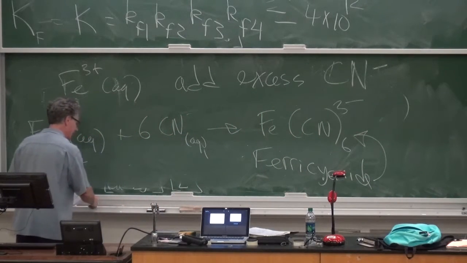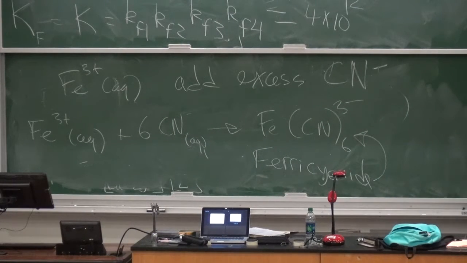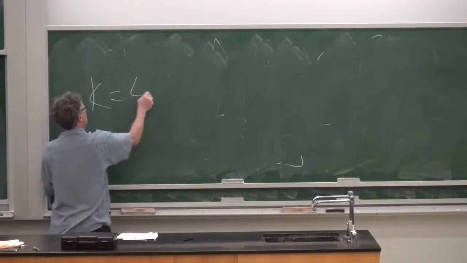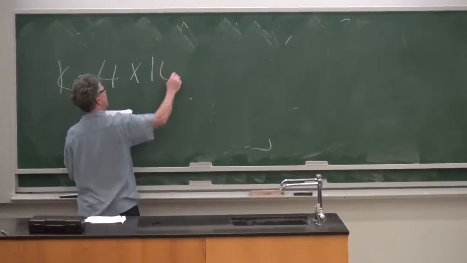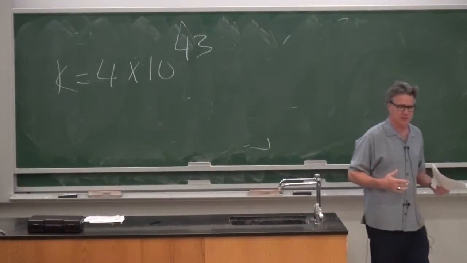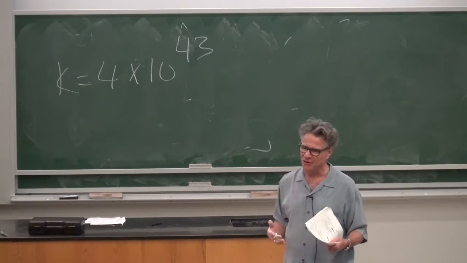And that big K, so you can again think of 6 stepwise formation constants, or as in this example, you can get it all in one shot by adding excess, but that big K is 4 times 10 to the 43rd. These are huge numbers. These are a lot bigger than most of the equilibrium constants we've encountered so far.